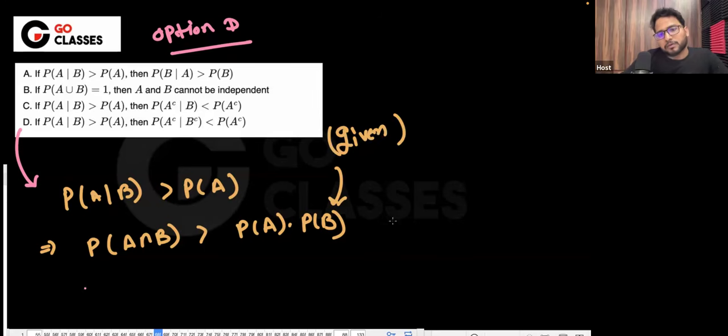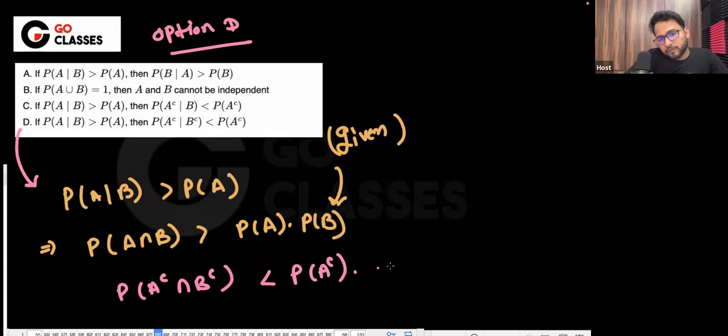But we want to find out a relationship between this. So, the relationship between probability of A complement intersection B complement divided by B complement. I'm writing it here: probability of A complement into probability of B complement. This is basically to be figured out. So this is given. Let me go to the next page.